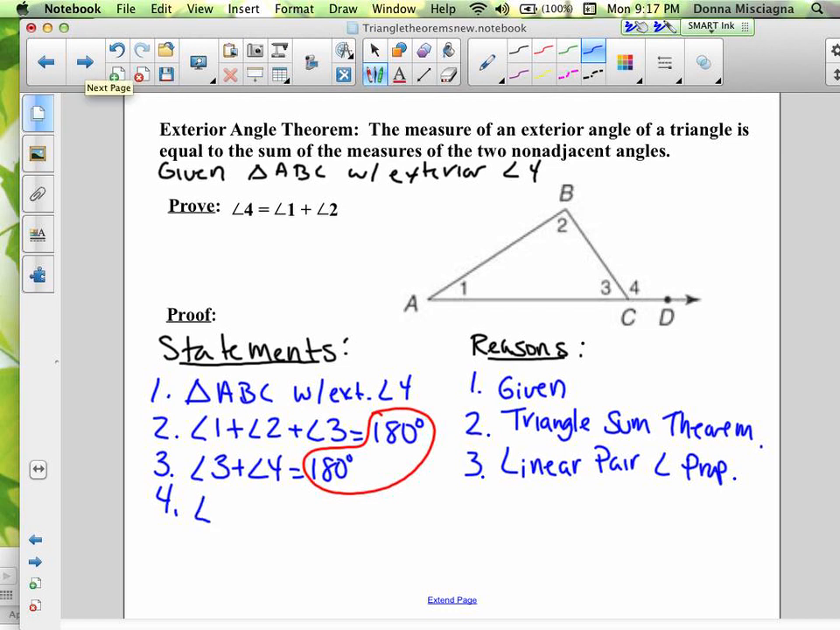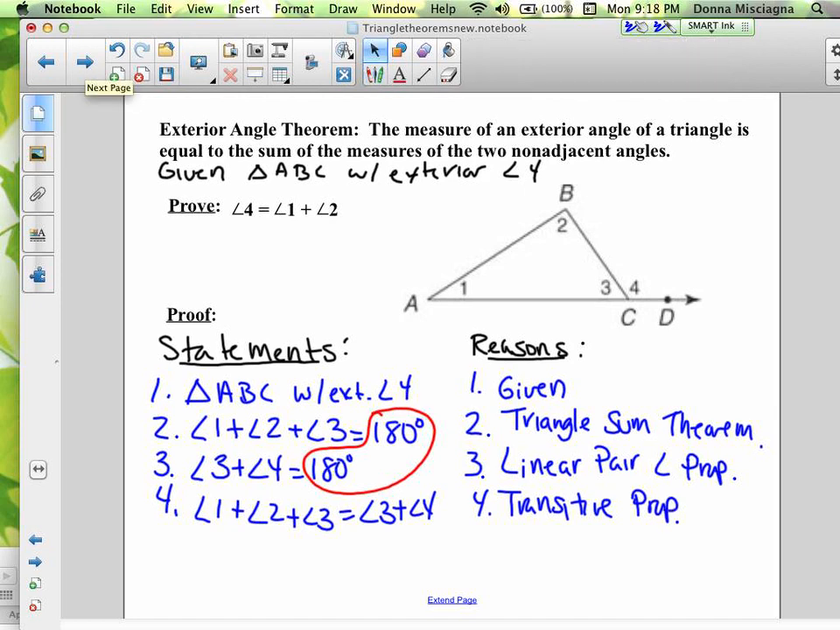We have two things that are equal to the same thing. Well, the only way that could be true is if they're equal to one another. Right? And what property is that? That's the transitive property. So all I noticed is repeating things. We had two equations that were both equal to 180.